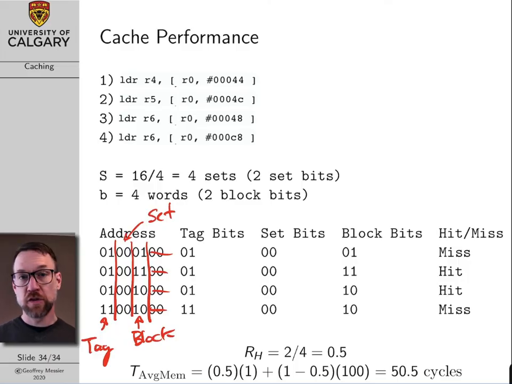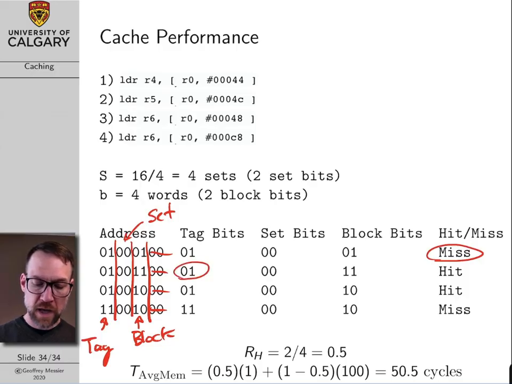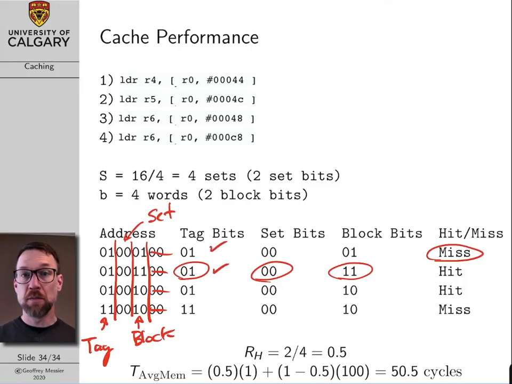And our cache is completely empty at this point. We're going to assume that we're starting from scratch, basically. And so the very first time we load in a word, we're going to get a miss. The second time, we are looking for address 4C. This corresponds to tag bits of 0, 1, set bits of 0, 0, and block bits of 1, 1. Because the tag bits that we're looking for now match the tag bits that would have been copied into the cache after our first miss, this is a hit.